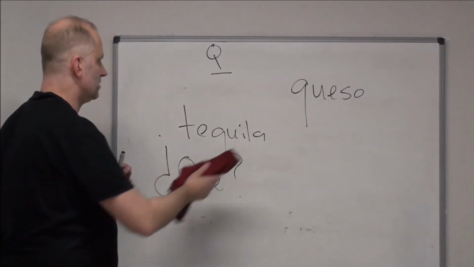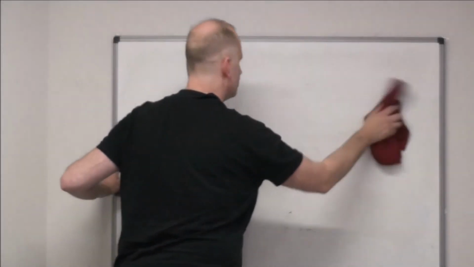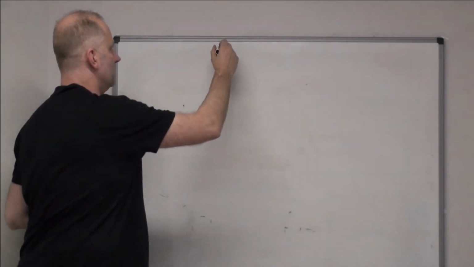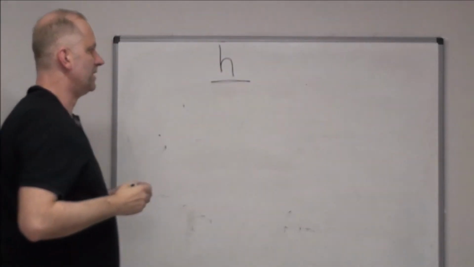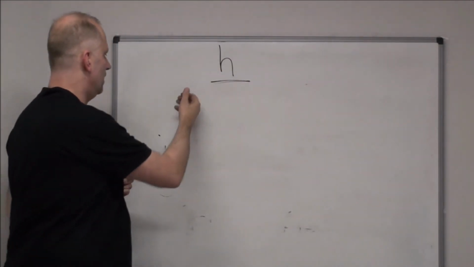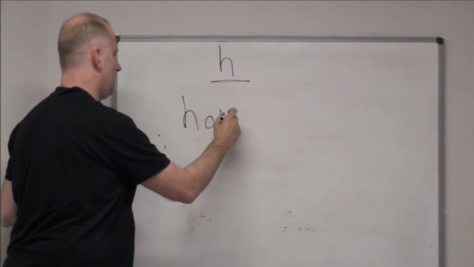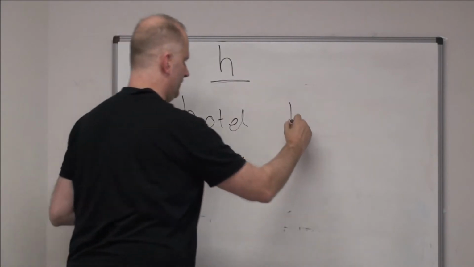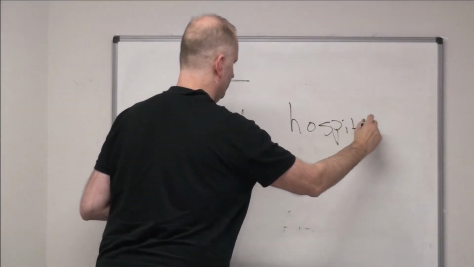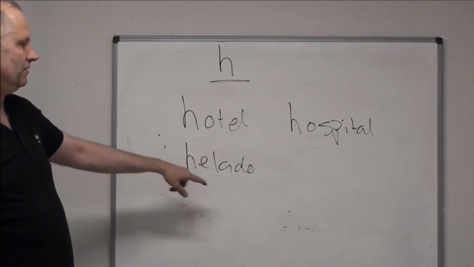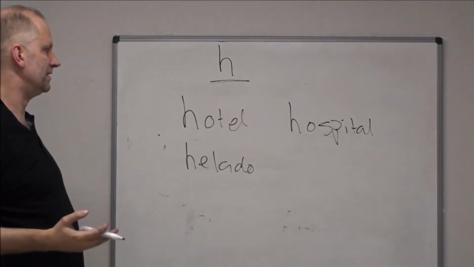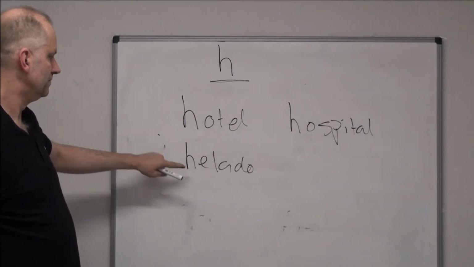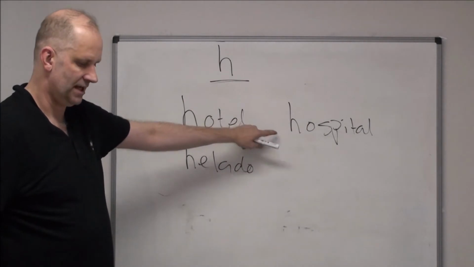Okay, now probably the easiest one to teach is the sound that wasn't there. The letter that you don't hear pronounced. H in Spanish is H. So think of words that contain it. Hotel, helado, hospital. So you don't hear the H at all. So practice hotel, helado, hospital.